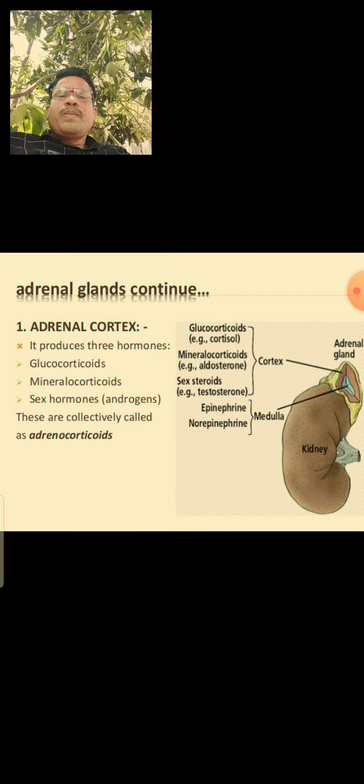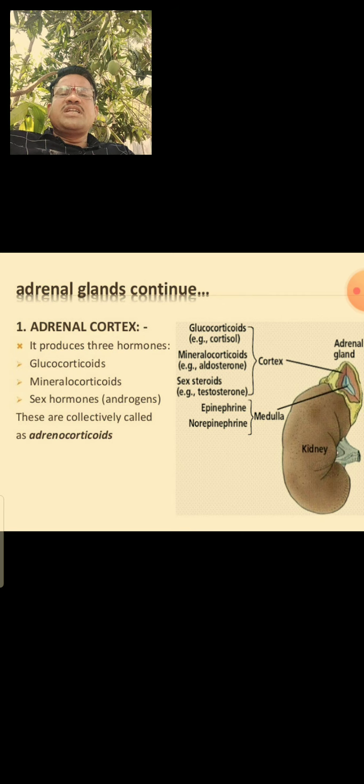Generally, the outer cortex produces three hormones: glucocorticoids, mineralocorticoids and sex hormones, that means androgens. These are collectively called adrenocorticoids.